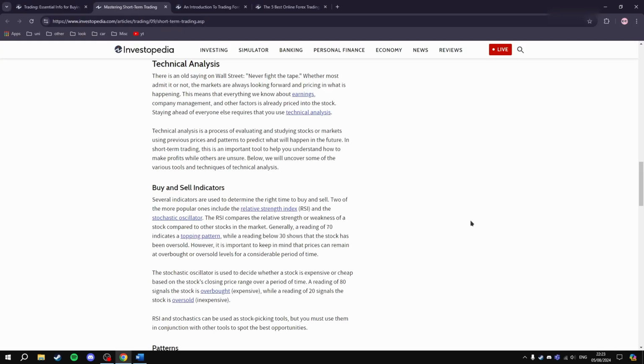This means that everything we know about earnings, company management, and other factors is already priced into a stock.